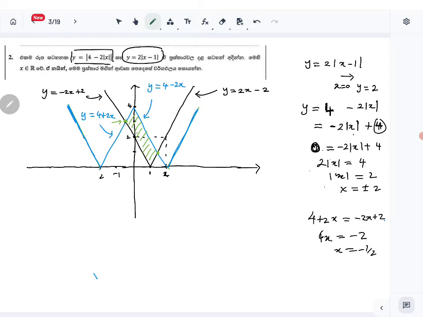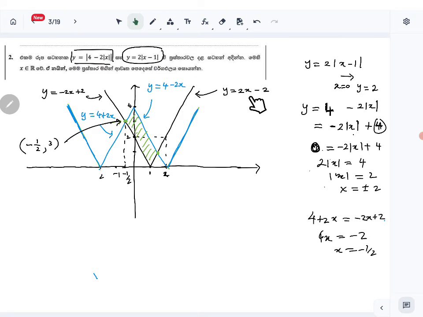Right. So this is minus half. Let me mark this point. So minus half, and it looks like the y value is 3. You can substitute into one of the equations and see, yes, the y value is 3. Right, that is done. Then we'll find the other intersection point.